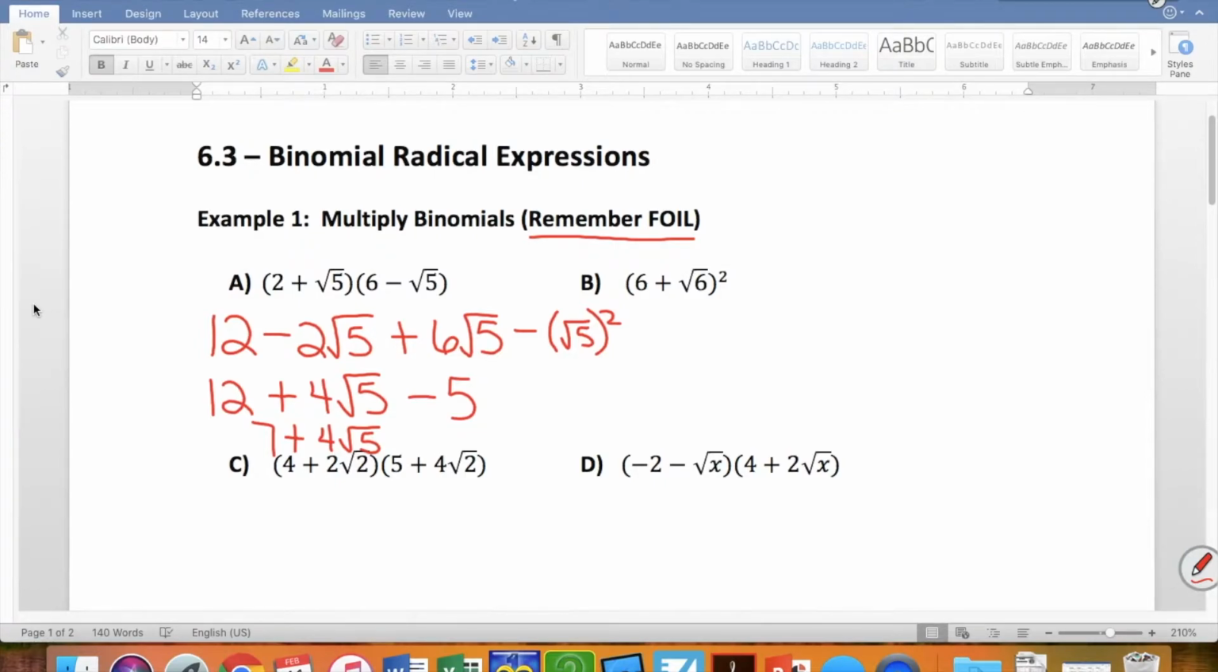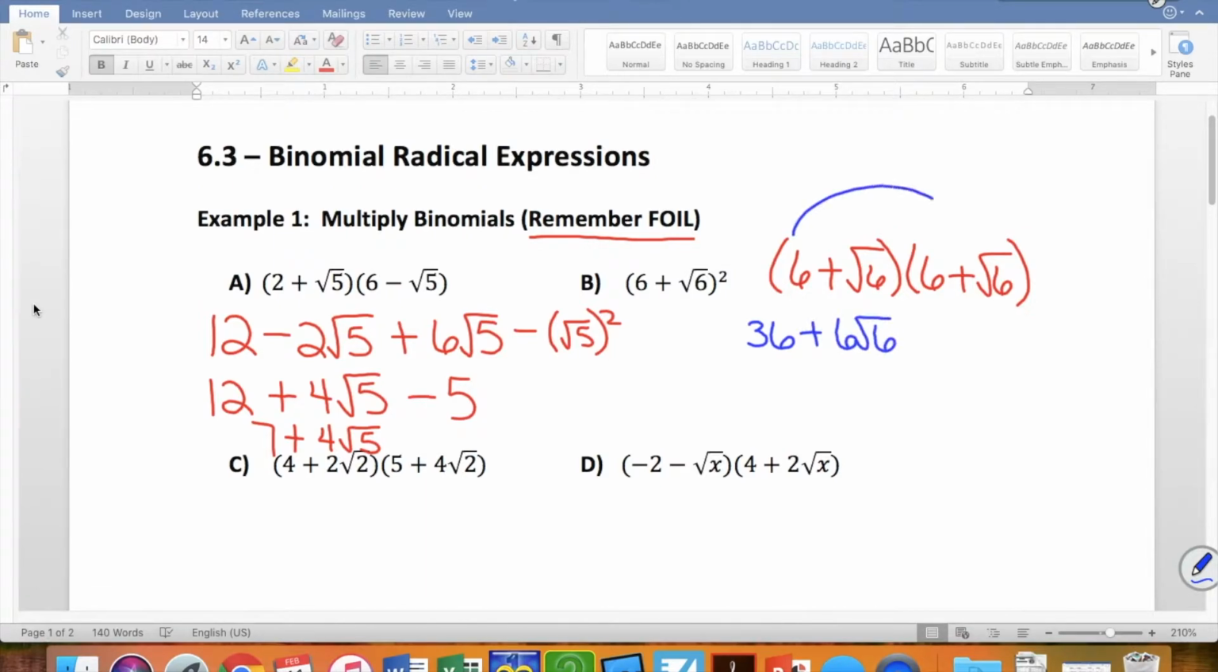Looking at the next problem, we have 6 plus the square root of 6 quantity squared. So I'm going to write that out like this so I can see it and I can multiply it. I can just FOIL it. Again, first, outer, inner, last. When I do the first two terms, 6 times 6 is 36. And then 6 times the square root of 6 for my outer right here.